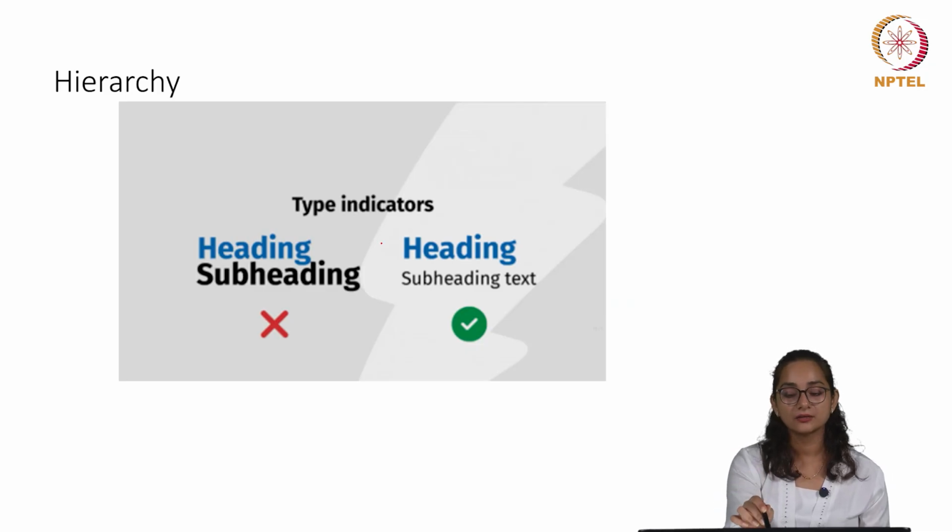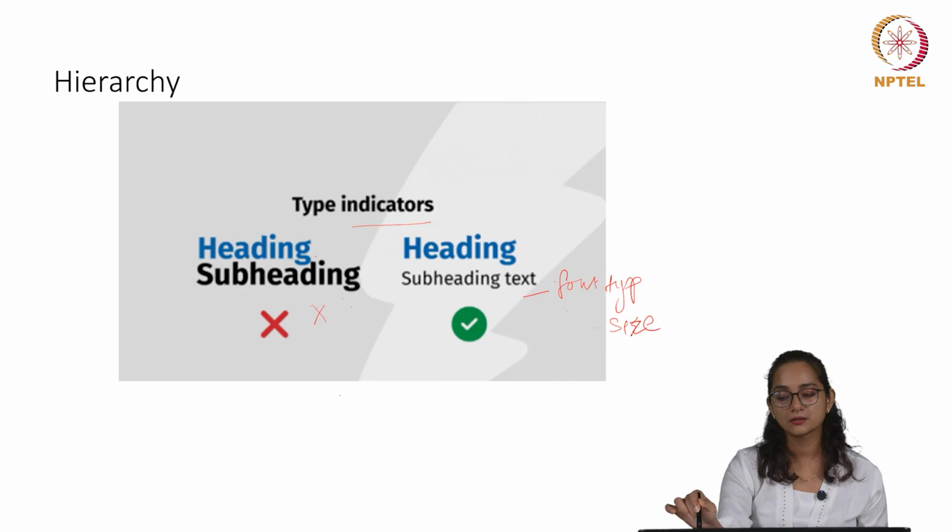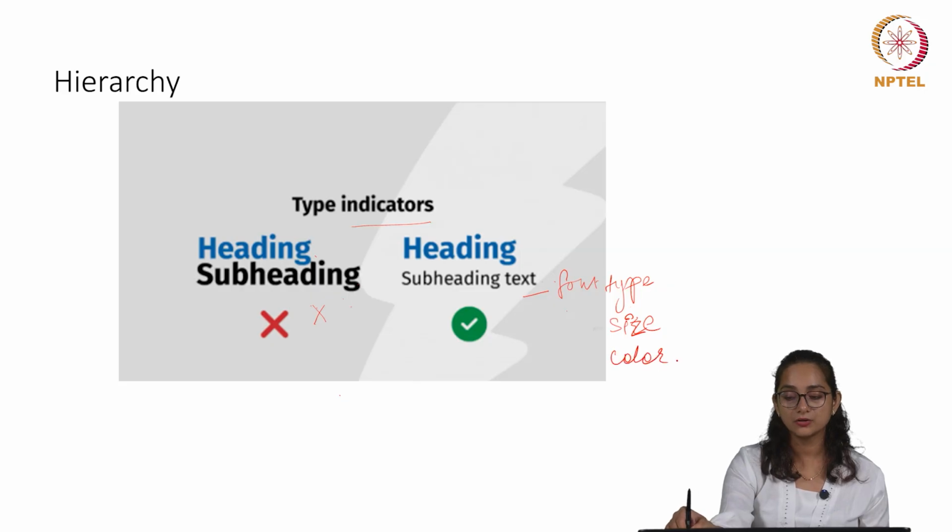Indicate hierarchy, using different typefaces or font sizes. If your subheading and heading are of the same size, it is not clearly indicating the hierarchy. Always use probably a different font type, or a different font size, or a different color in order to indicate hierarchy.